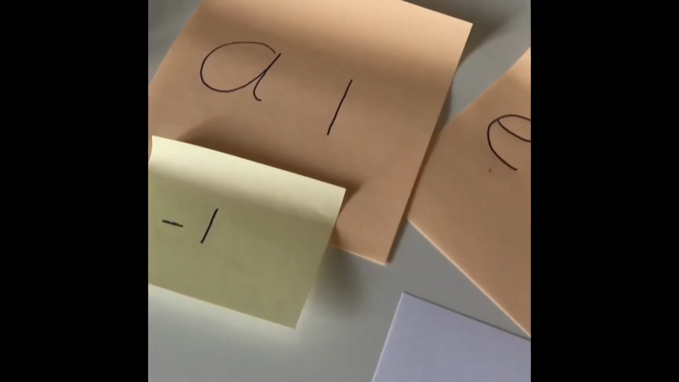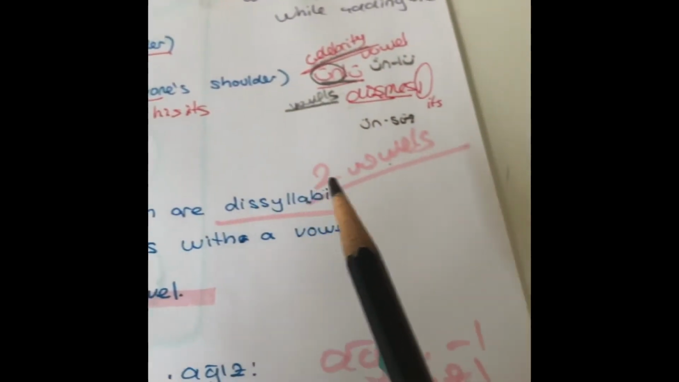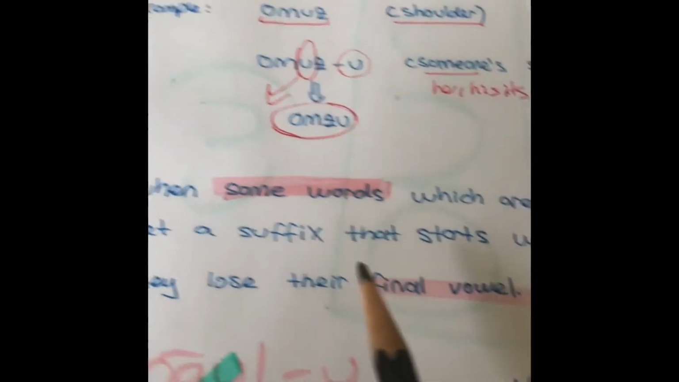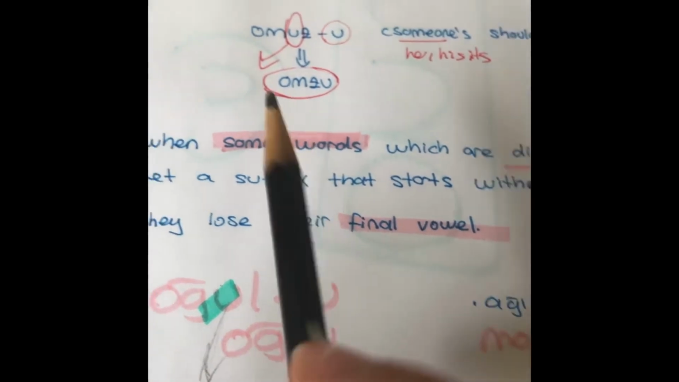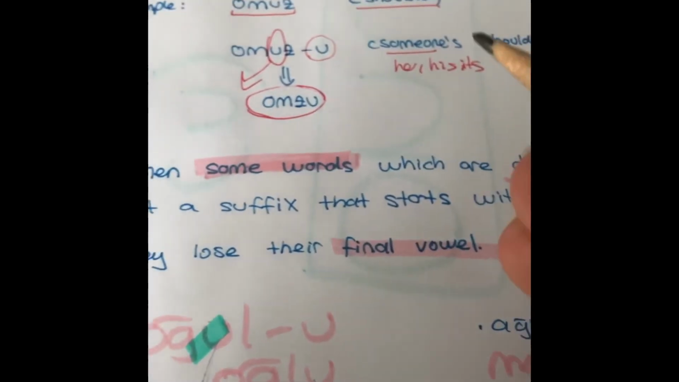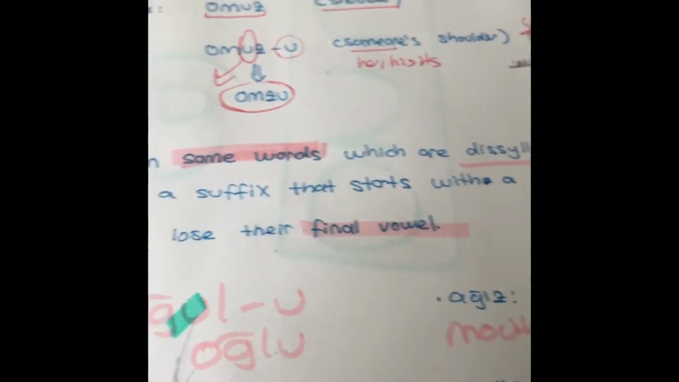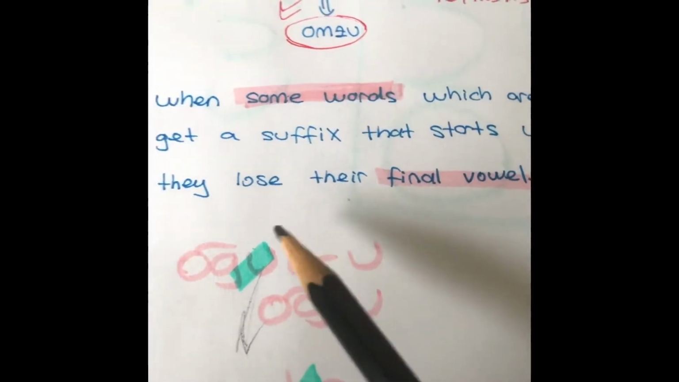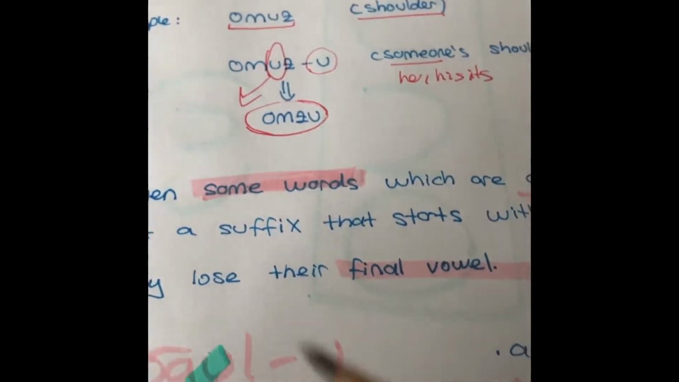It's how we know what suffix to add. When some words which are dissyllabic, which have two vowels, in other words, get a suffix that starts with a vowel, they lose their final vowel. But only some words, and this is something you're going to be familiar with as you learn Turkish. And are they so important? No. If you say oğulu instead of oğlu, everyone is going to understand you. And just say it, oğlu, oğlu, oğlu. It kind of sounds like oğlu after some time, right? So let's check out our examples.